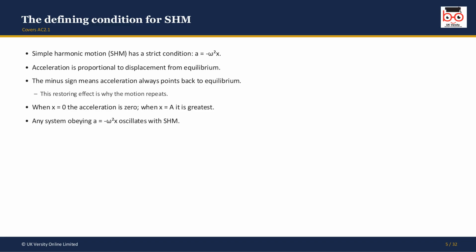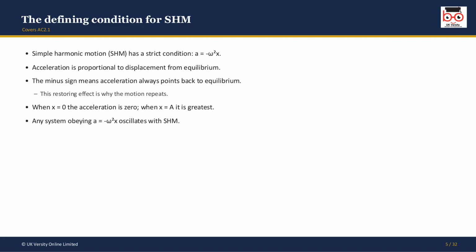Here's the heart of the whole topic, the strict condition that defines simple harmonic motion. The acceleration equals minus omega squared times the displacement. So the acceleration is proportional to how far the object is from equilibrium, and that minus sign is doing real work. It means the acceleration always points back towards equilibrium. That restoring effect is exactly why the motion keeps repeating.